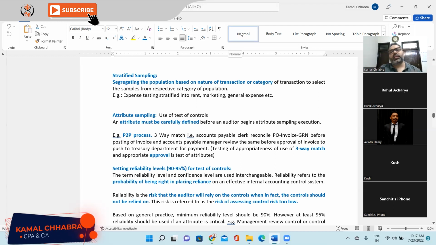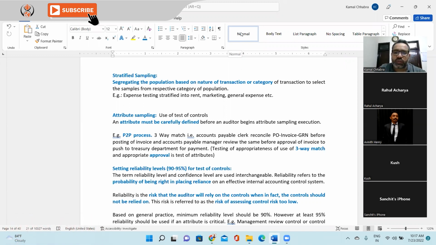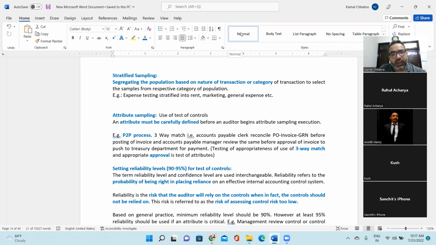Make sense? Next, coming to attribute sampling, which we have discussed earlier in statistical sampling, that is mainly used for the test of control. An attribute must be carefully defined. When you are doing attribute sampling, the most important thing is defining the attribute: what exactly is the attribute and what objective you want to achieve out of it. It must be carefully defined before an auditor begins attribute sampling execution.